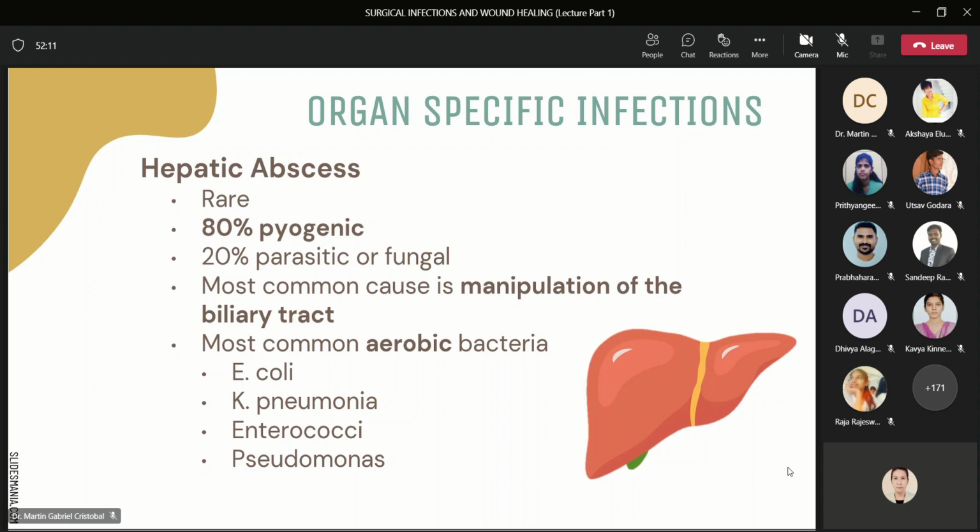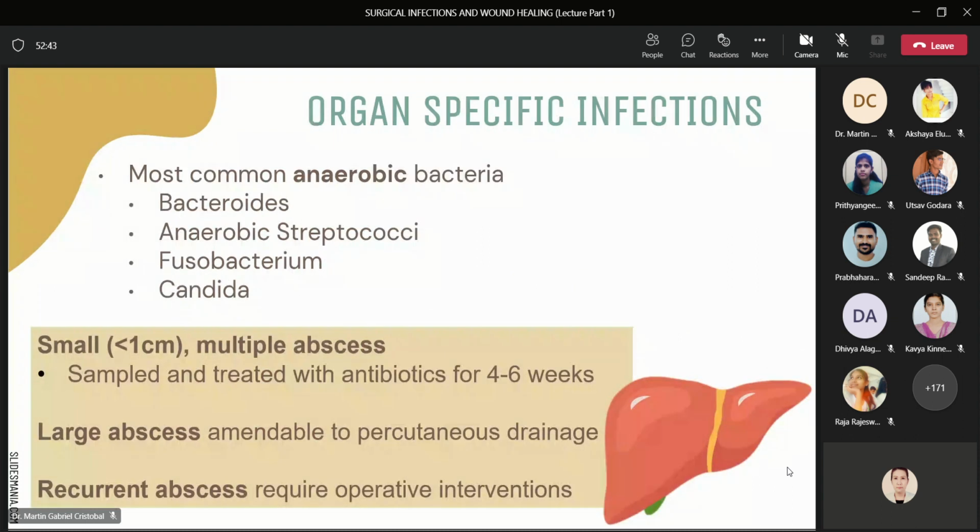Next is hepatic abscess. This is a rare phenomenon. It is pyogenic in 80% of cases, and in 20% of cases it is caused by parasitic and fungal infection. The most common cause is manipulation of the biliary tract, and the most common aerobic bacteria are E. coli, Klebsiella pneumoniae, Enterococci, and Pseudomonas. The most common anaerobic bacteria are Bacteroides, anaerobic Streptococci, Fusobacterium, and Candida.